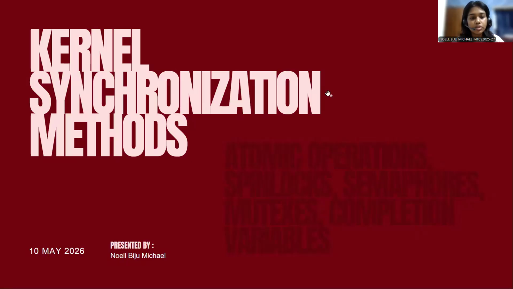Hey, good morning, everyone. Today, I'll be presenting on kernel synchronization methods. These include atomic operations, spin locks, semaphores, mutexes, and completion variables. So these mechanisms are important for handling concurrency in operating systems.